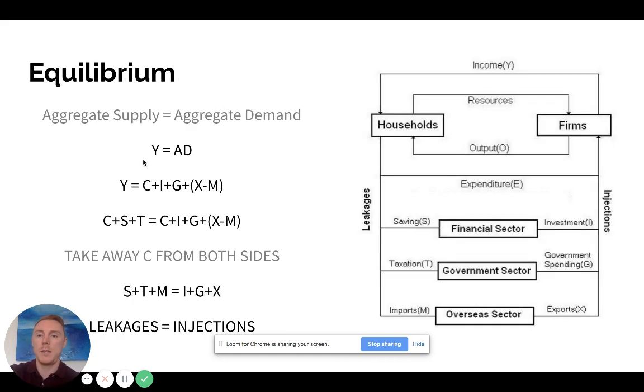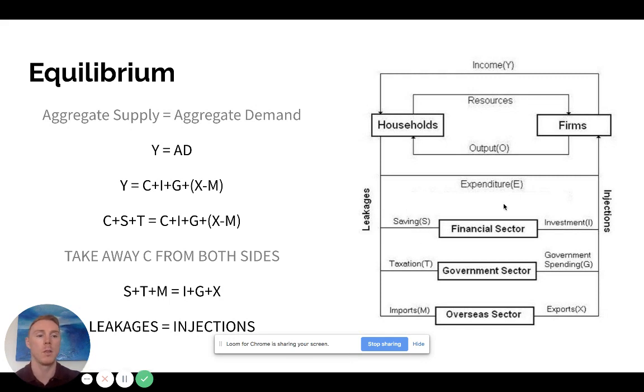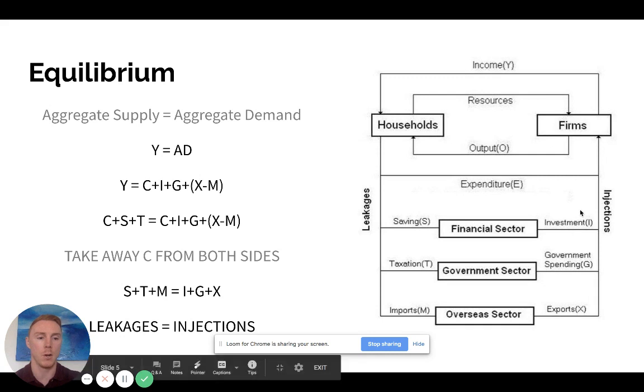So we see this equilibrium formula in the textbook. I'll just quickly make some sense of it. This is from our 5-sector circular flow of income from Year 11: households and firms, the financial sector, government sector, and overseas sector. And we've got leakages, which are S, T and M. Leakages are bad. They're going to reduce economic growth. We want injections for economic growth. These are good. We want investment, we want the government to spend money, and we want to sell exports. So this is that formula.